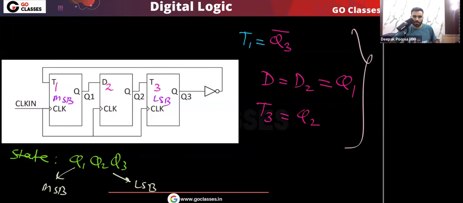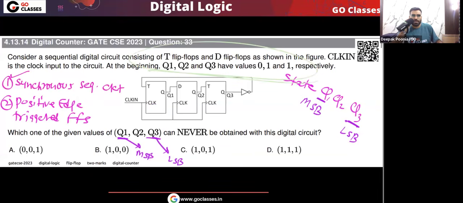Now let's see the state table. Here actually, there are two ways to solve this question. Because the initial state is given to you, that is 0, 1, 1. Either you start from 0, 1, 1, meaning you assume the present state is 0, 1, 1, and then you find the next state, and then for that next state you find the next state. Because remember, you need to find which state is unreachable from the state 0, 1, 1.